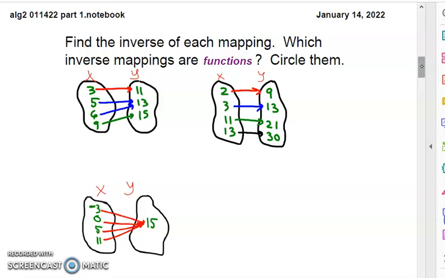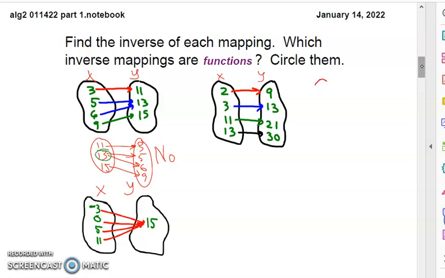So for the inverse mapping, the numbers would be 11, 13, and 15. And then those numbers are going to 3, 5, 6, and 9. So 11 goes to 3. The 13 goes to the 5 and the 6, because originally the 5 and 6 went to 13. And then the 15 goes to the 9. This would not be a function because the 13 gives me two different answers, 5 and 6.